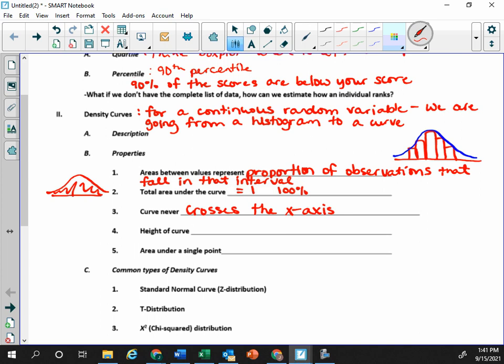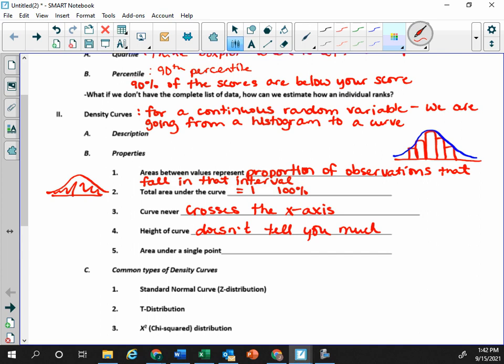The next one's a little weird. The height of the curve doesn't mean much, okay? It doesn't really tell you anything. We'll care about where the maximum occurs, but you don't care how high up it goes. It doesn't really mean anything, okay?